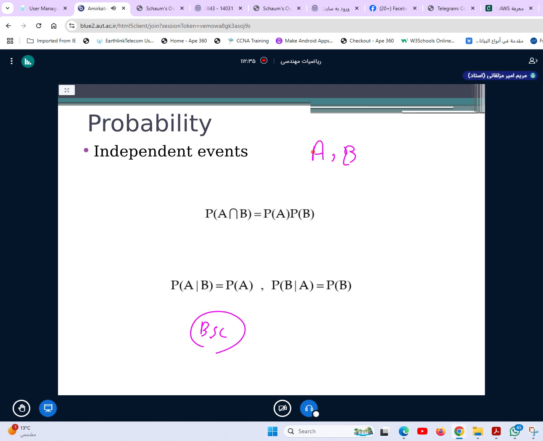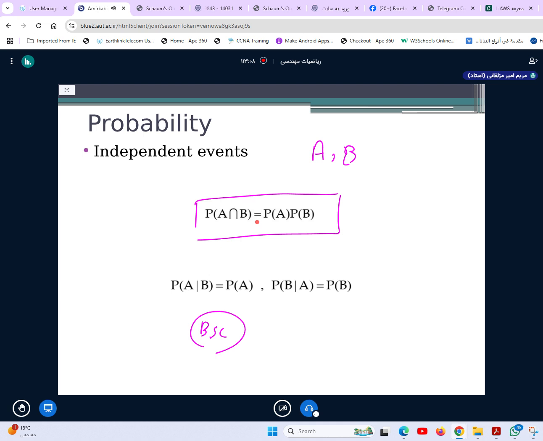In formulation, two events A and B are independent if we have this formula: the probability of the intersection of A and B is equal to the multiplication of their probabilities, probability of A times probability of B. If we have this equation for two events A and B, then we say that these two events are independent. It means that they are not related to each other.